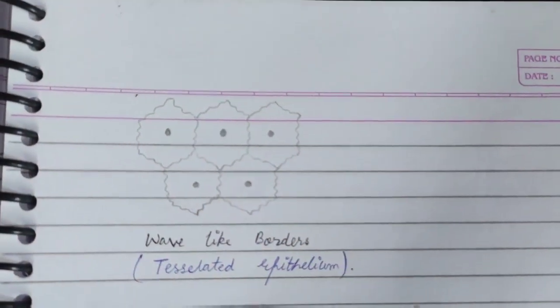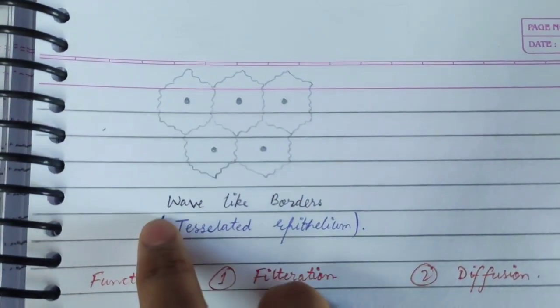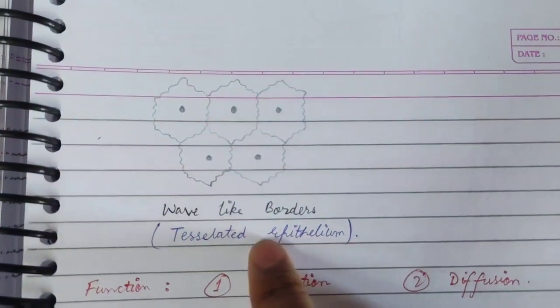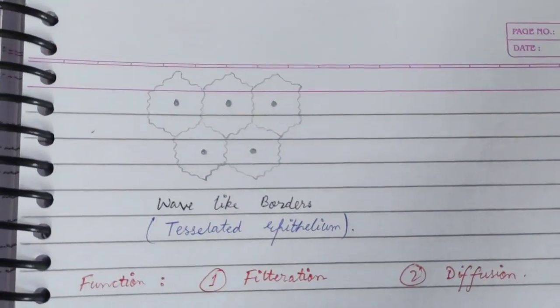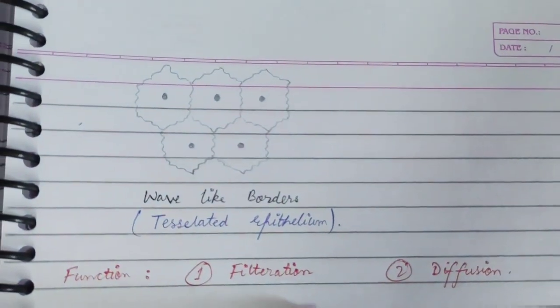The second one you can see has this type of arrangement. It does not have proper ends; it has wave-like borders. It is called tessellated epithelium, and the functions of both are found basically where filtration and diffusion occur.